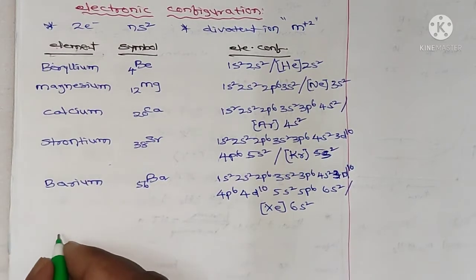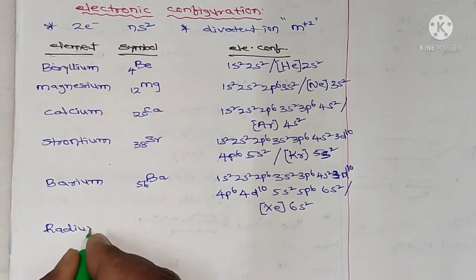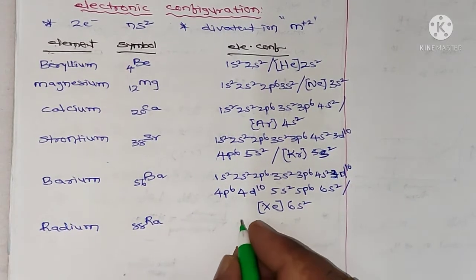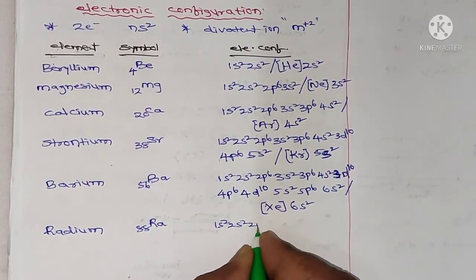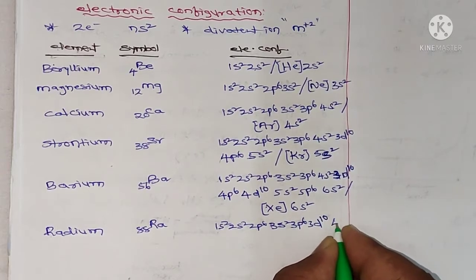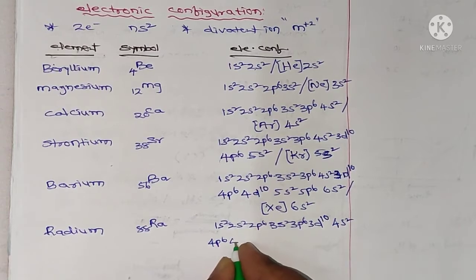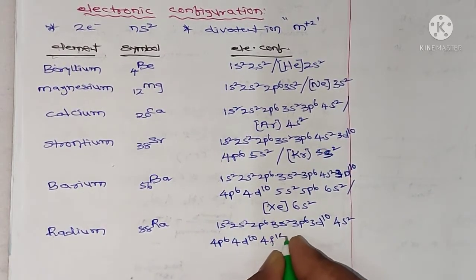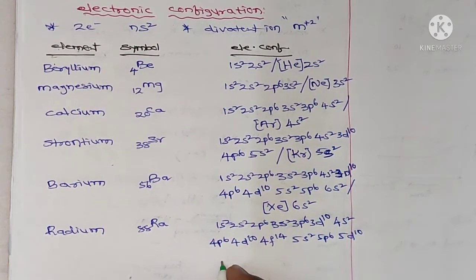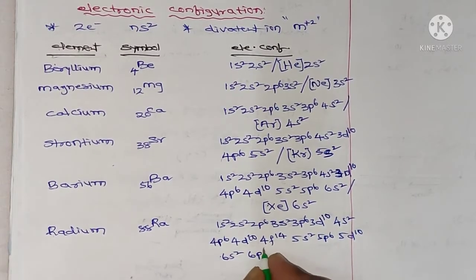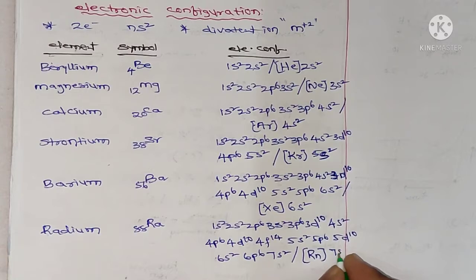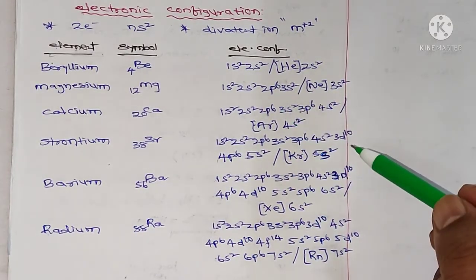And next element, radium, symbol Ra, atomic number 88. For those 88 electrons, the electronic configuration is 1s2, 2s2, 2p6, 3s2, 3p6, 3d10, 4s2, 4p6, 4d10, 4f14, 5s2, 5p6, 5d10, 6s2, 6p6, 7s2, or we can write radon and 7s2. So this is the electronic configuration of the second group elements.